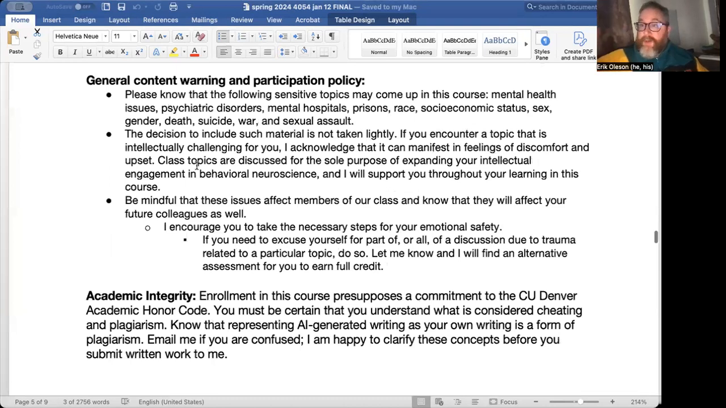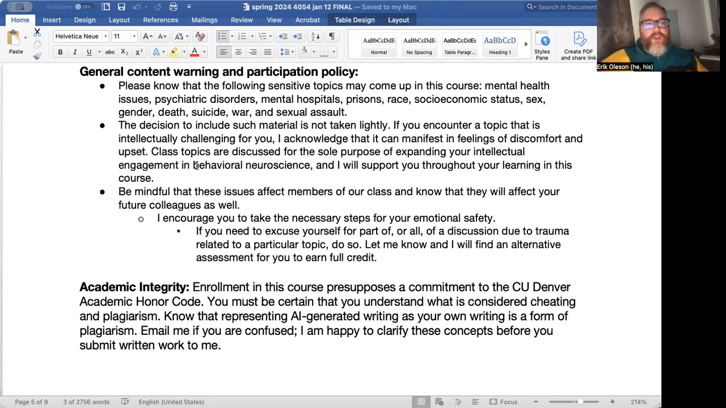Do know that we will discuss very sensitive subject matters such as mental health issues, mental hospitals, even prisons. We're going to talk about that very directly when we talk about restorative justice. Intersectional matters involving race, sex, and gender are certainly going to come up. Death, suicide, war, and even sexual assault can come up at times in this class. For sexual assault, the one thing that I think comes to mind the most would be instances of neuropharmacological date rape.